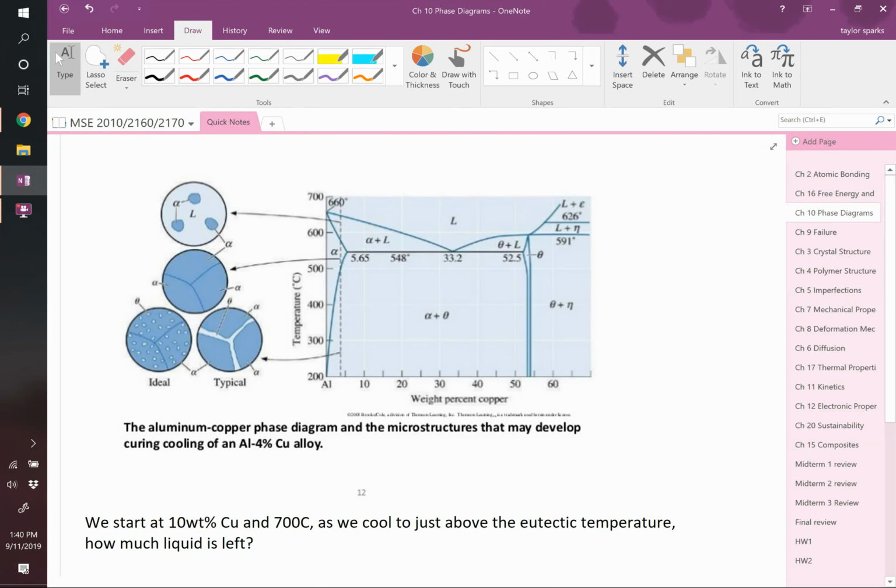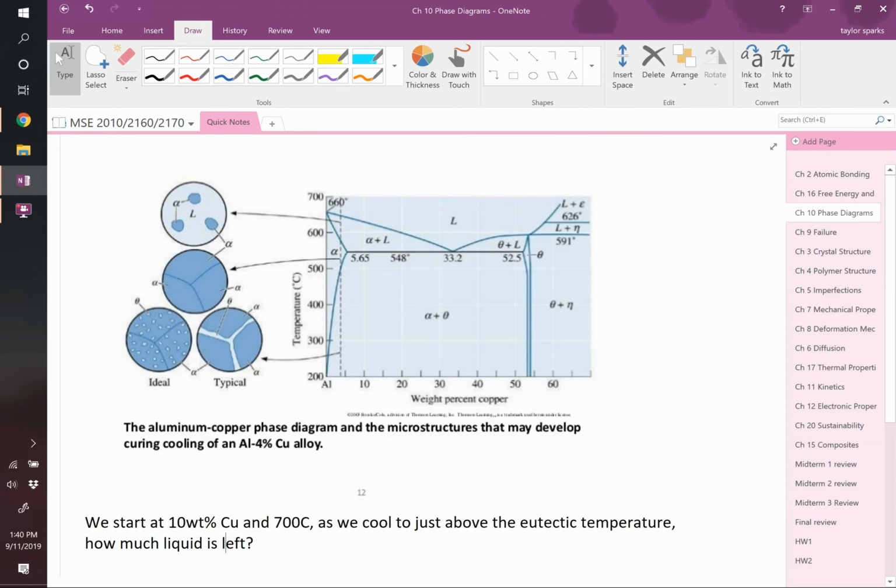Okay, what do you got? How much is left? Just before the eutectic reaction, how much liquid is left by weight? I get about 16%. Somebody else getting about 16 weight percent? Therefore, to answer your question, Ryan, how much eutectic structure could we end up with?